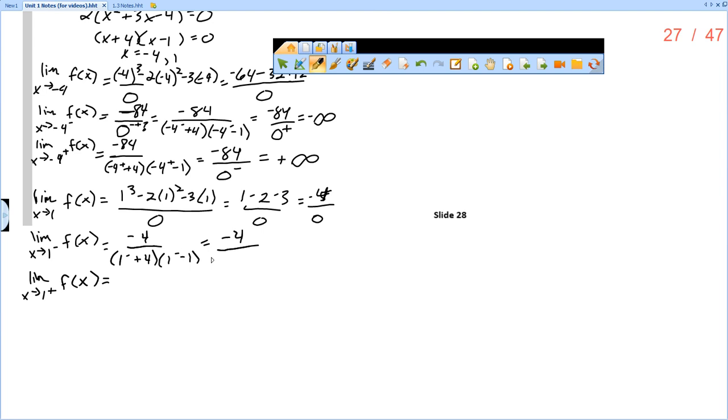1 from the left minus 1. What's a number to the left of 1? How about 0? 0 minus 1 is negative. So now I have a positive number times a negative number, so that's going to be a negative number. So I'm approaching 0 from the negative, so negative over negative is positive infinity, right?